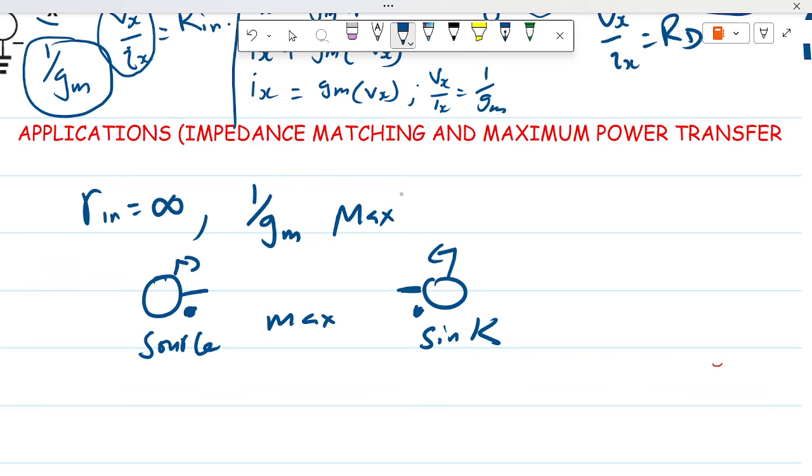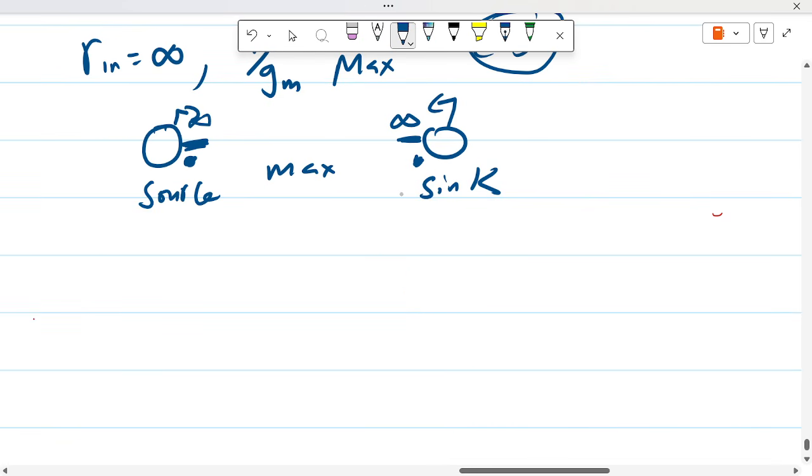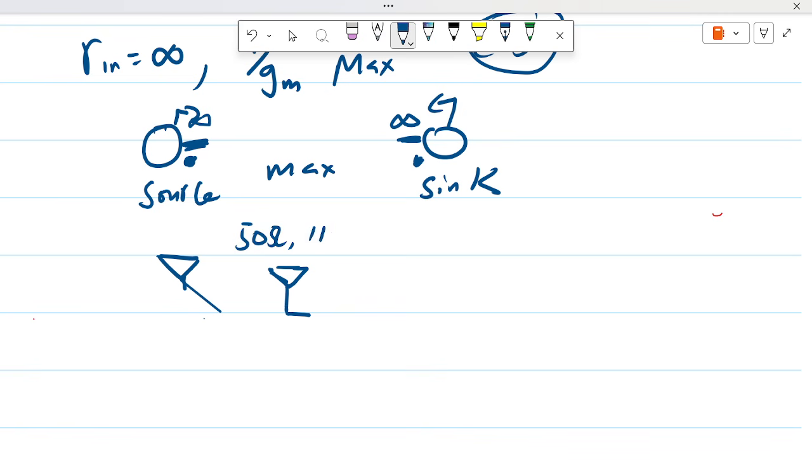Now, if we wanted to use the common source stage, which has an input impedance of infinity, then the maximum power transfer would mean that the output impedance of whatever stage is coming should also be infinity. So a typical example is in antenna applications. An antenna usually has an impedance of something like 50 ohms or 100 ohms. So let's assume 50 ohms.